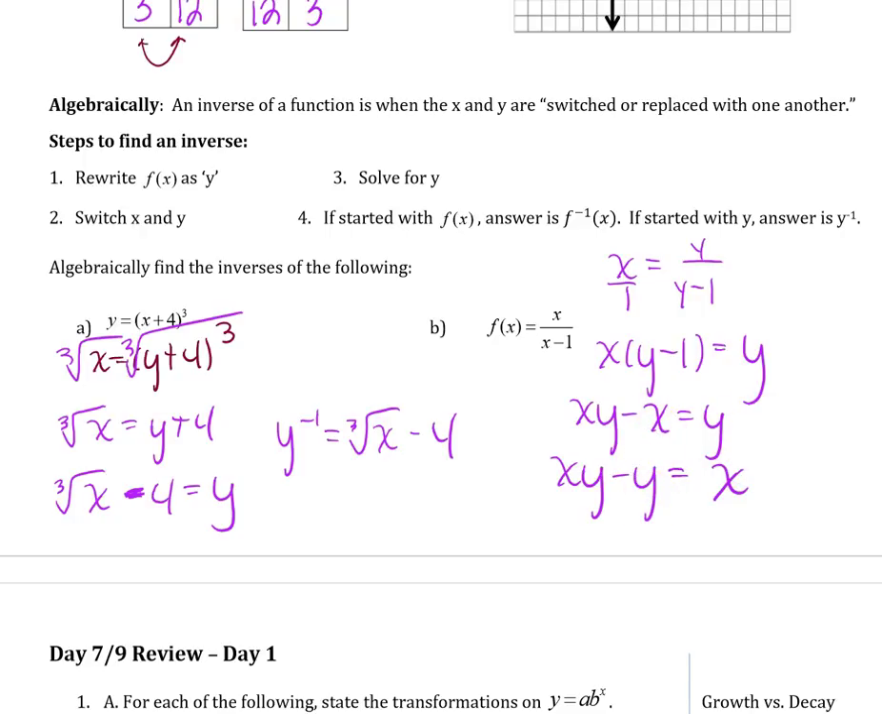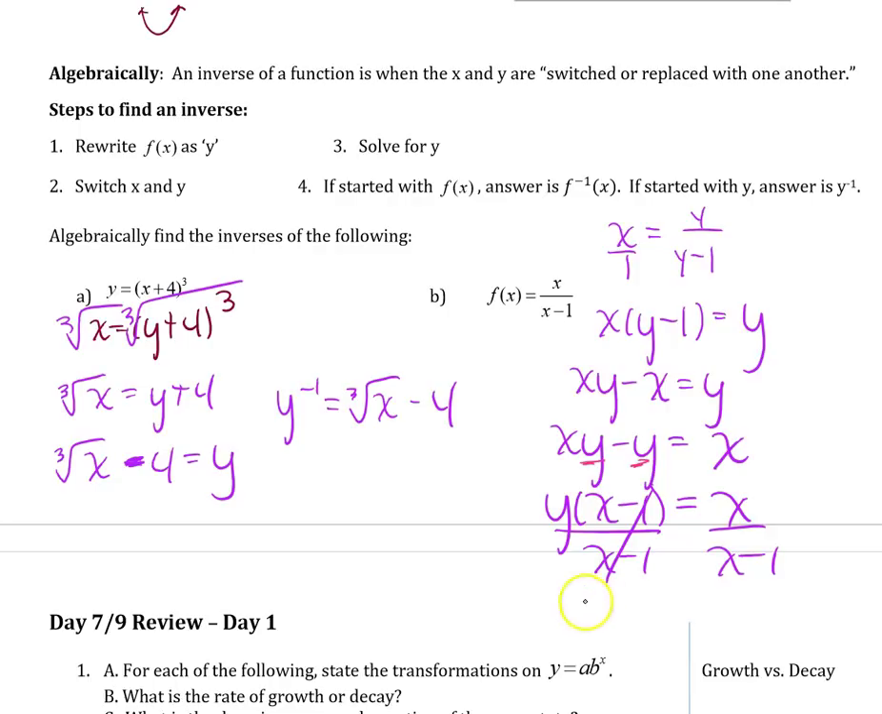Now the objective here, again, is to create one y that you're solving for. So I can factor out a y as a GCF. And now it's pretty easy to see that to solve for y, I would just divide by x minus 1. Okay, so then y inverse would equal x over x minus 1, which midway doing this problem, I just realized I got the exact same function back, which I promise you does not always happen.